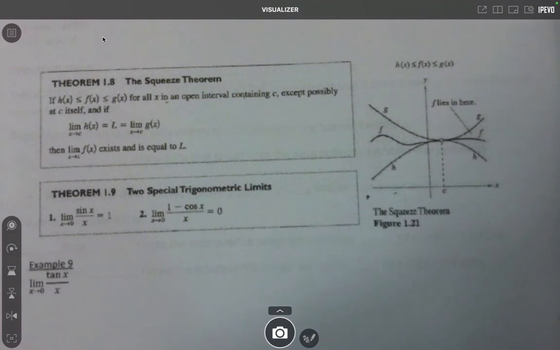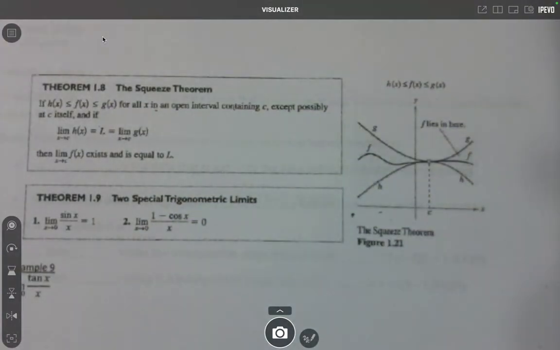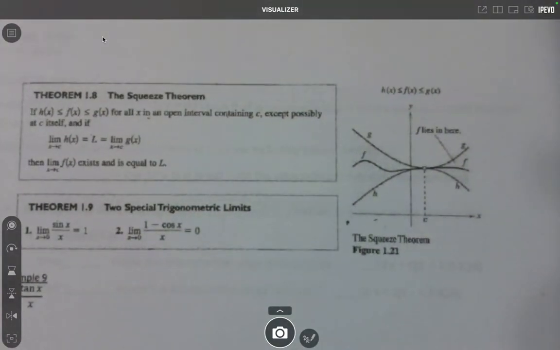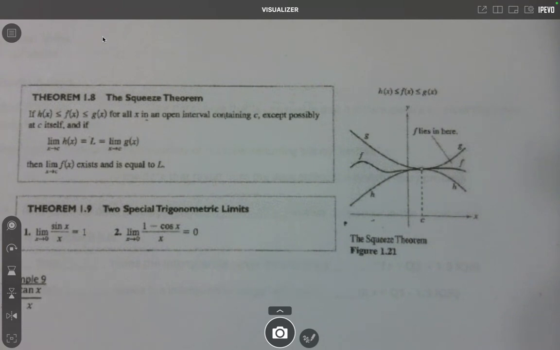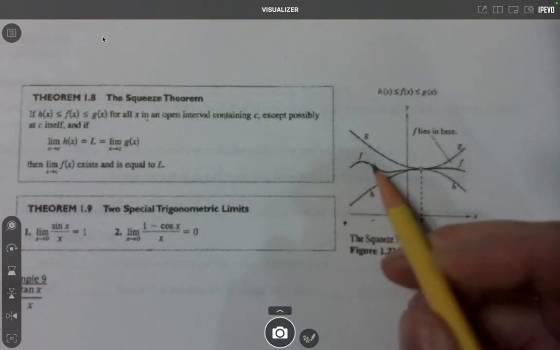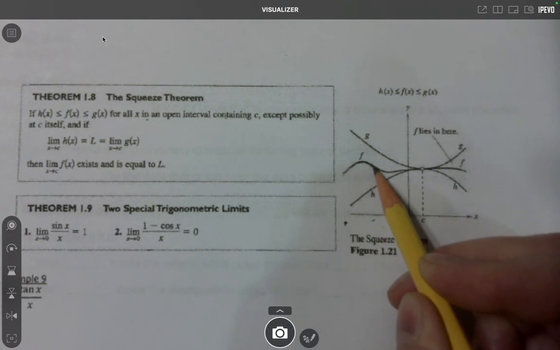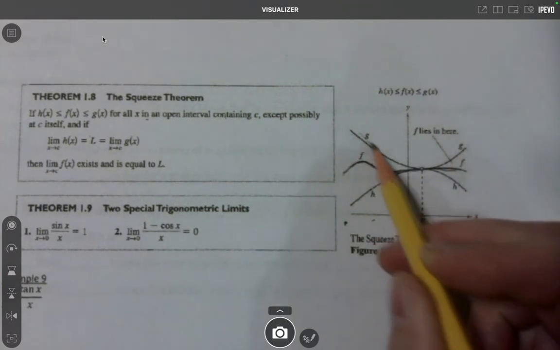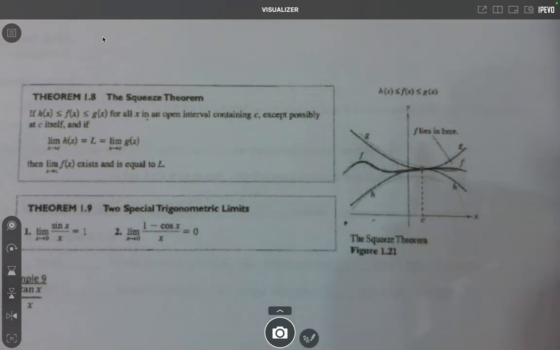All right, last page is the squeeze theorem first, and then some special limits that we need to kind of memorize, but let's be honest, we'll be memorizing it again before the AP test. So the idea behind the squeeze theorem is we've got some function, and you can see our function f is in the middle on this graph. I have a function above it, I have a function below it.